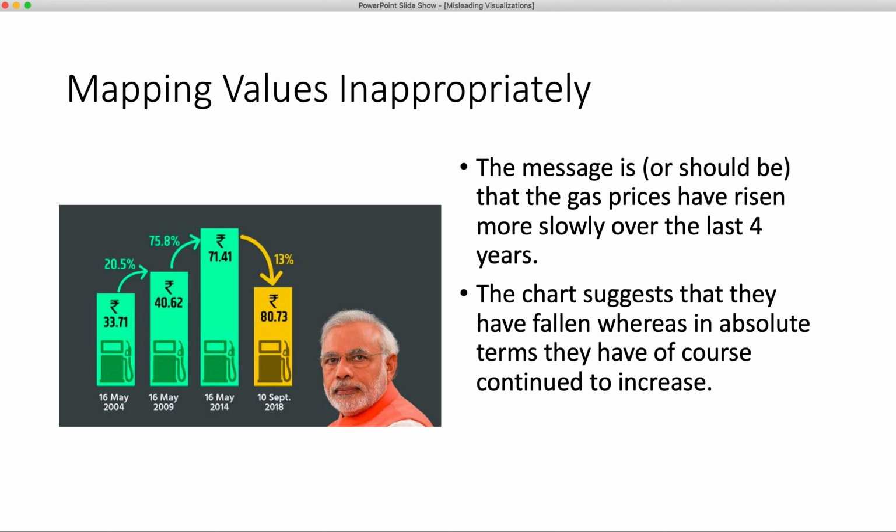Another way in which you can mislead your audience is by mapping values inappropriately. The message that this visualization should give is that gas prices have risen more slowly over the last 4 years in India. However, the use of the column chart suggests that they have fallen in absolute terms as well, because typically a column chart maps absolute values. Whereas in fact, in absolute terms, the gas prices have, of course, continued to rise.